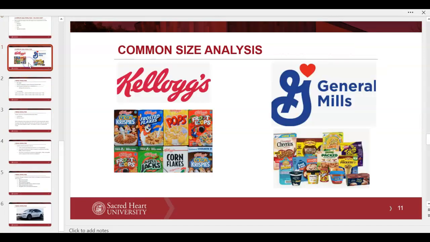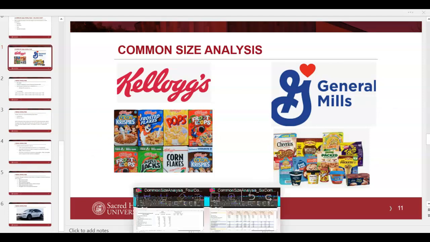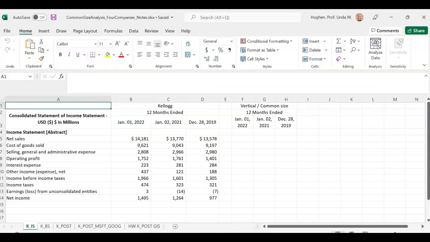Let's move now to our analysis of Kellogg's and General Mills. We'll start with Kellogg's, and then we'll add General Mills. Actually, General Mills is going to be something that you're going to work on for your homework. I believe I may have put it on Post. So let's start by opening up the Excel file that's called Common Size Analysis for Companies.